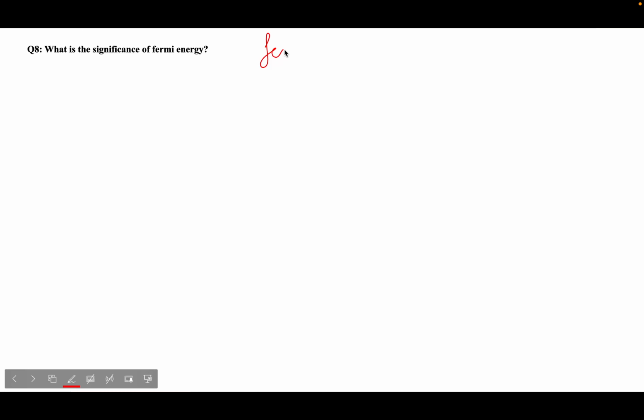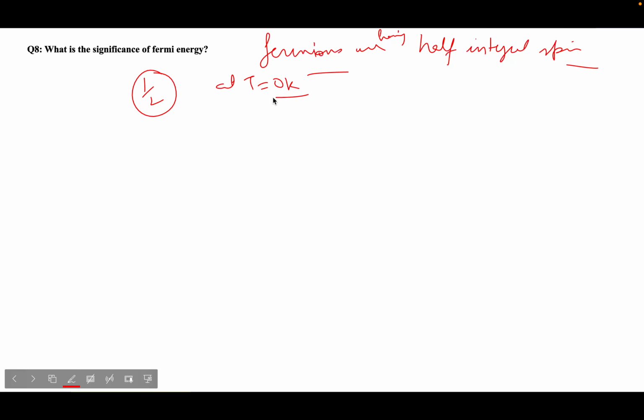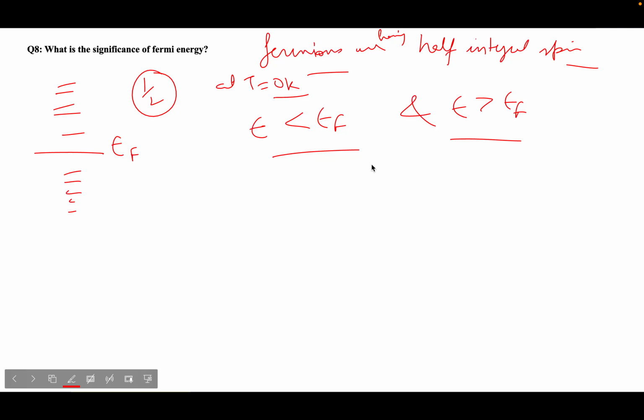So first of all, fermions have half integral spin. So let's say we are talking about half spin at T equal to 0 Kelvin. We'll investigate the occupancy of states whose energies are less than or greater than the Fermi energy. Let there be an energy EF, and for the levels above and below, we will investigate E less than EF and E greater than EF, and then try to find out what is the meaning.